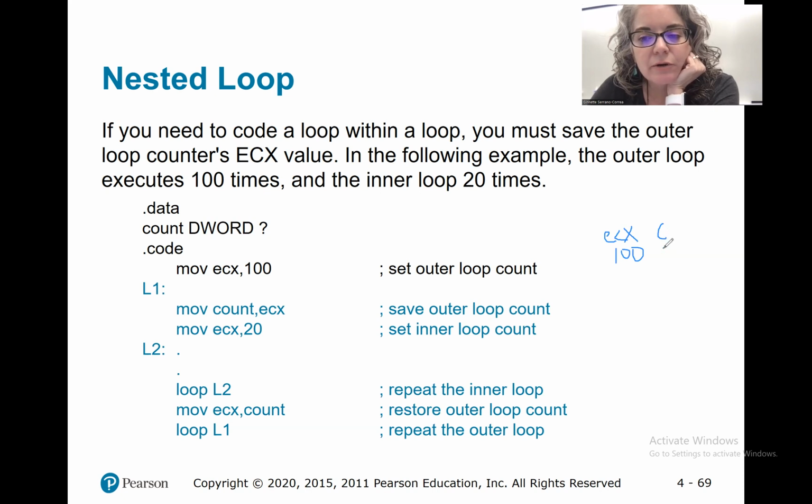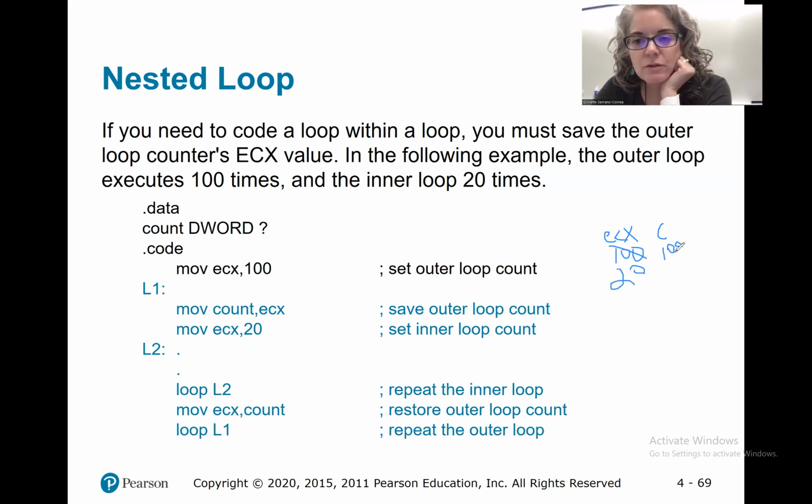I'm just going to say C for count, so I don't have to write it out, because this is so slow for me to write, trying to do it with the mouse pad. So we save the counter, and now we move 20 into ECX. This counter 20 is going to be the counter of the inner loop. This is the inner loop right here. So this goes away, and this is 20.